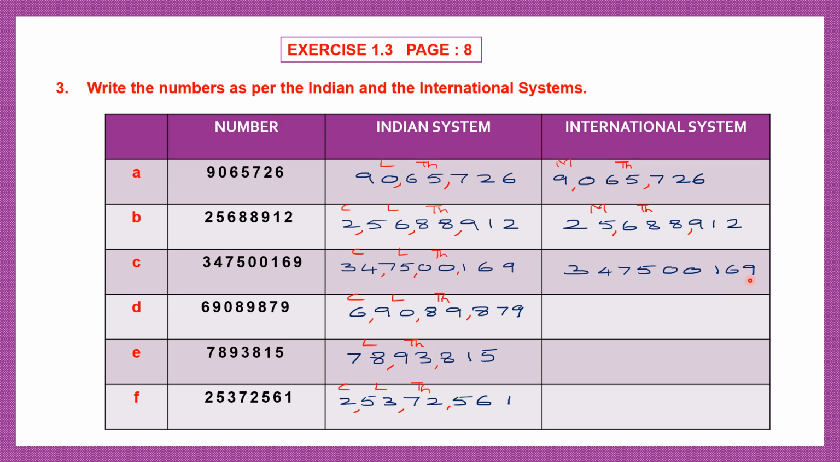Next number. 347500169. So let's do that. 1 2 3 comma 1 2 3 comma. Let's put the commas here. It's easy because it's after every 3 digits. This becomes 347,500,169. The next number is 69089879. So let's place our commas. 1, 2, 3, comma, 1, 2, 3, comma. Okay, so the commas come here. So now let's read our number. 69,089,879.